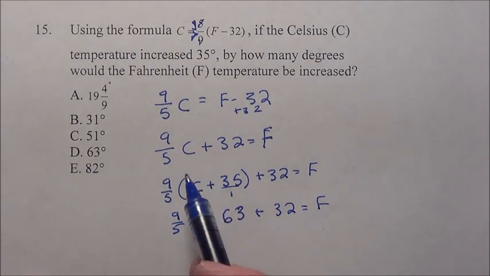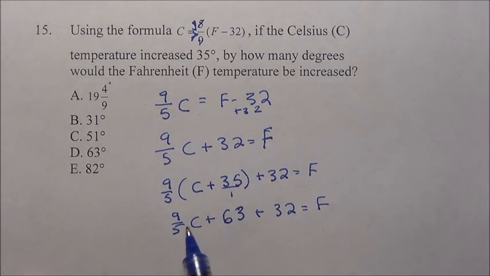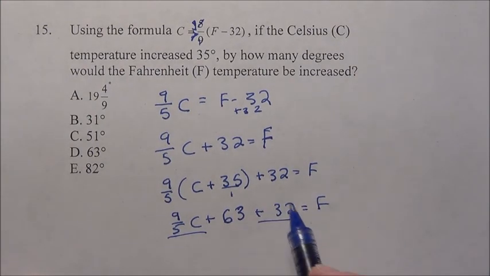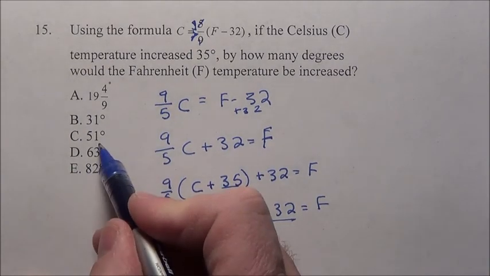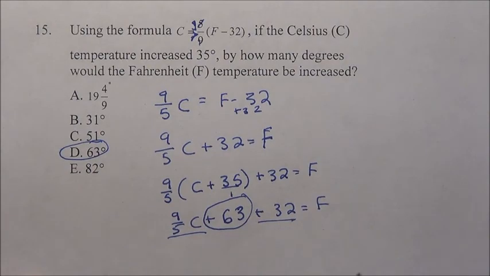Now at this point you should be able to see our equation was 9/5 C plus 32. Here's the 9/5 C plus 32 equals F. How much did it go up by? 63 degrees. It actually went up 63 degrees. Choice D.